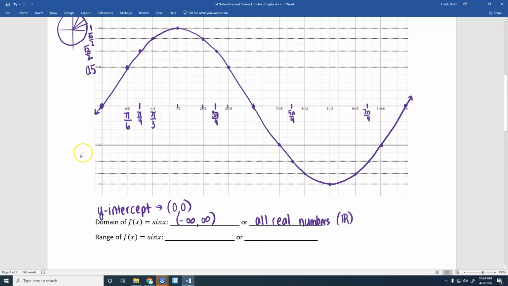So the range, however, is restricted here. If we're thinking about our y values, what is the very lowest that our y could ever be? -1. So we're going to use a bracket because it can equal -1. What's the highest that it is ever going to be? +1. You also might see this written -1 less than or equal to y less than or equal to +1. Okay, questions here?